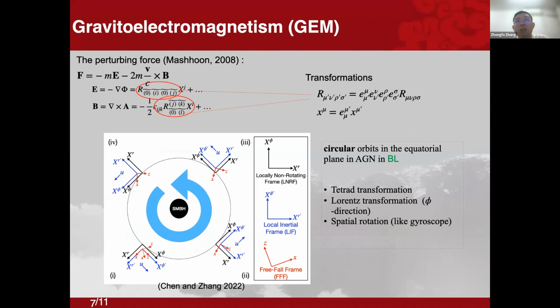So I established a free-fall frame along the circular geodesic orbit in the equatorial plane to simulate the dynamics in the AGN. There are three steps from the Boyer-Lindquist coordinates: the centroid transformation, the Lorentz transformation, and the spatial rotation. Especially for the spatial rotation, we can imagine a gyroscope rotating around the black hole.